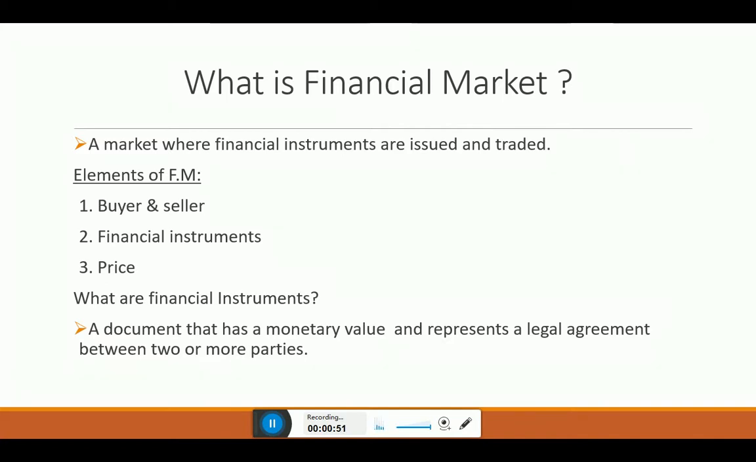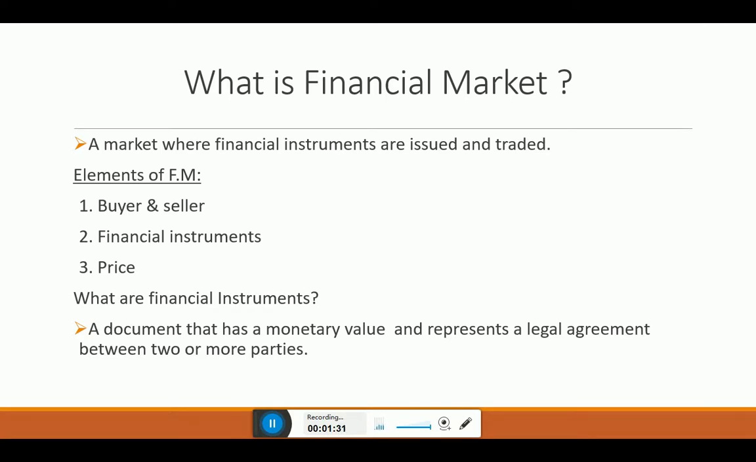A market where financial instruments are issued and traded. So what is a market basically? Market is a place where buyer and seller purchase product, or we can say there is an exchange of product and services between the buyer and seller with a price. So it means that wherever there are three elements combined, that place becomes a market. So what are those three things? Three things are basically the buyer and seller, the product, and the price.